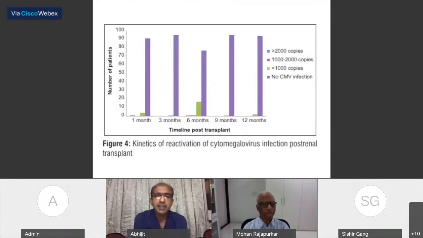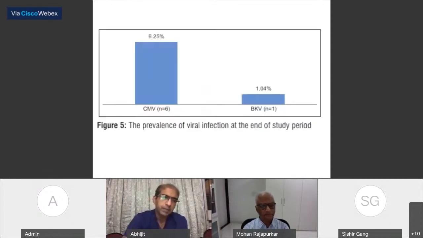The kinetics of reactivation of CMV infection post-transplant: one can see that very few patients actually had more than 2,000 copies, meaning that they were having a disease. Many of them had transient viremia that occurred at around 6 months, and detectable levels were seen in a proportion of patients, where they peaked at 1 month and 6 months after a transplant.